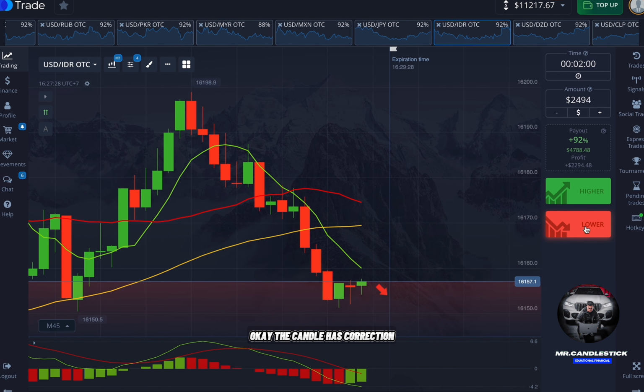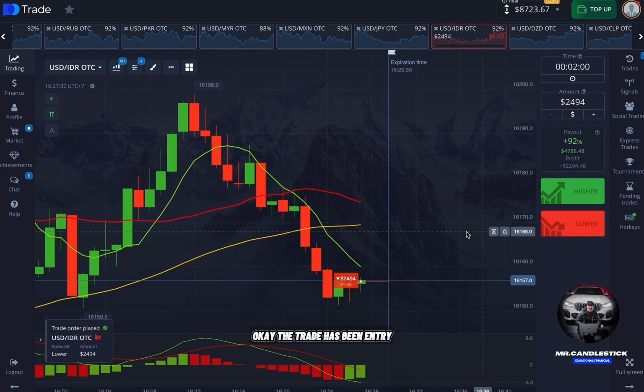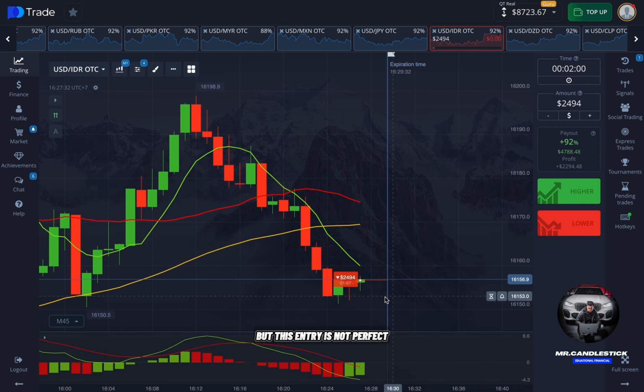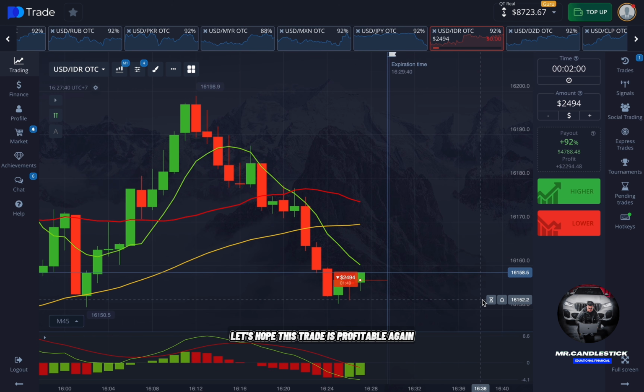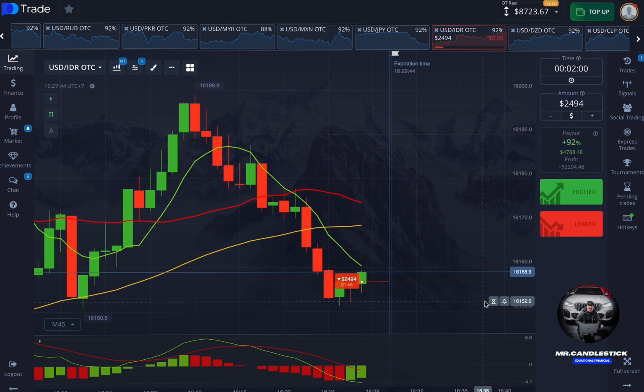Okay, the candle has correction. Okay, the trade has been entry, but this entry is not perfect because this entry is too fast. I should have been more patient until the candle getting higher. Let's hope this trade is profitable again.